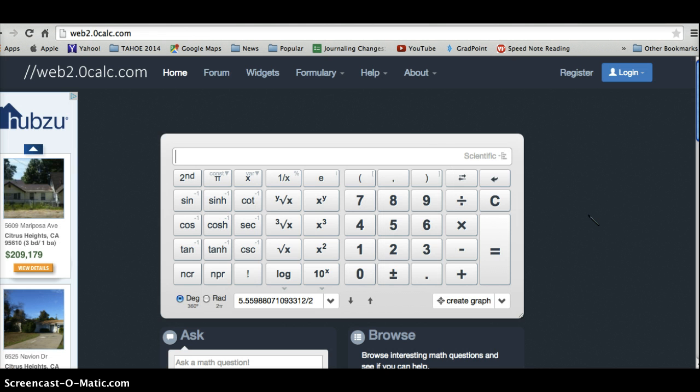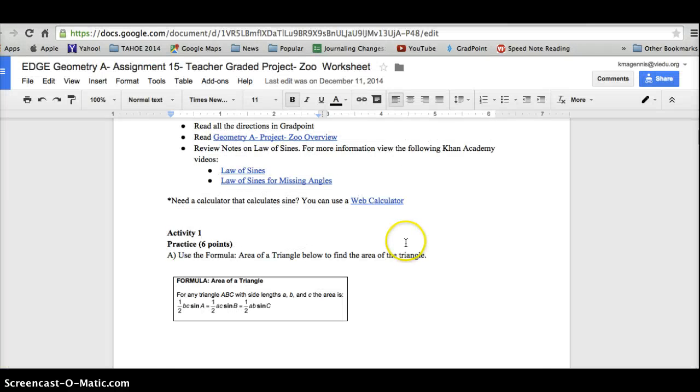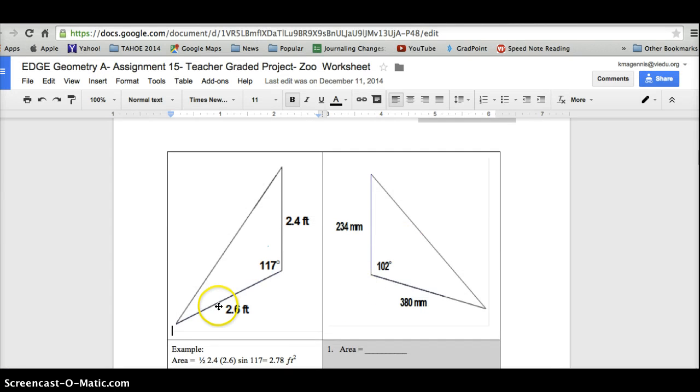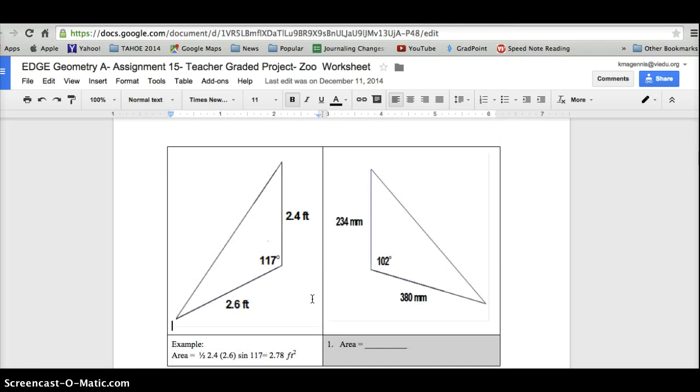I like this particular calculator. I also usually find the sine first. I find that easiest. And I'm going to multiply it by 2.6 times 2.4. And then I like to go ahead and divide that by 2, which is multiplying it by 1/2. And we come up with 2.79, and so on. Well, we're going to round to the hundredth, which is 2.78 feet. And since it's area, make sure you do feet squared. So that's how you would do this.